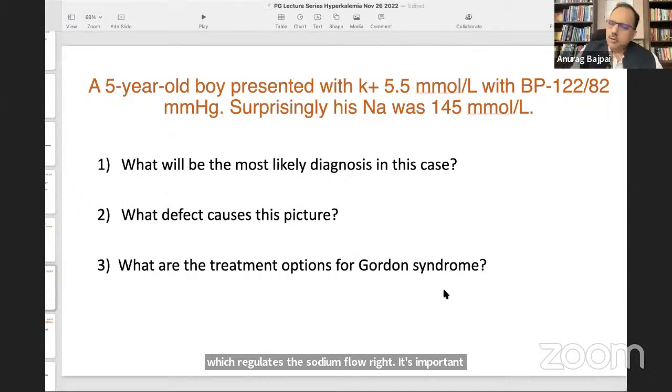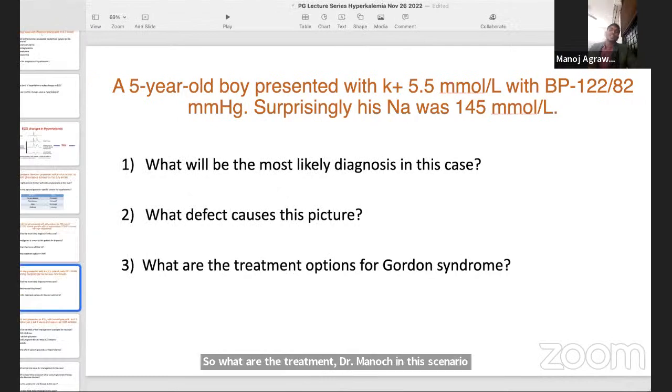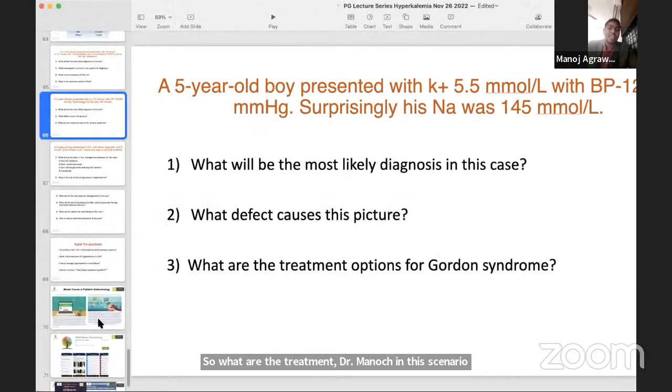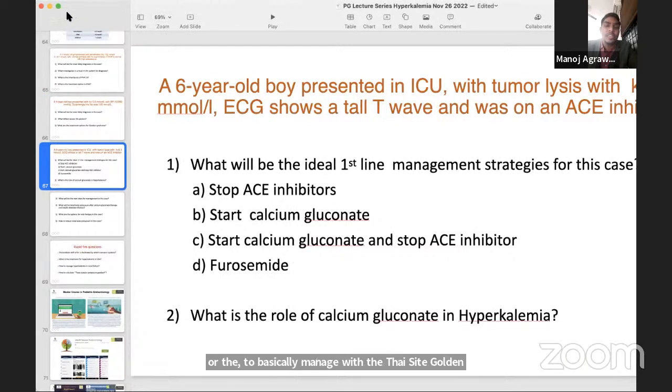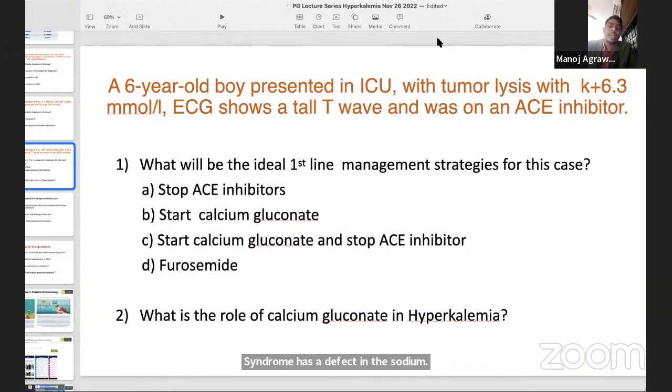So what is the treatment, Dr. Manoj, in this scenario? For Gordon syndrome, we have to basically manage with thiazides. Gordon syndrome has a defect in the sodium chloride channel. So the thiazide blocks this channel, and it prevents the hypertension, and it causes sodium loss. So it prevents the hyperkalemia. So the main treatment is thiazide.